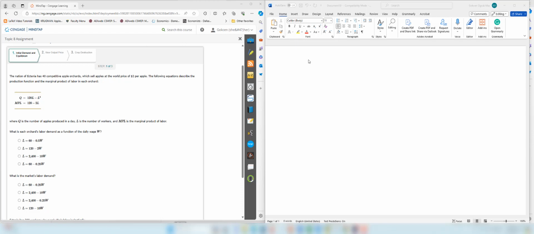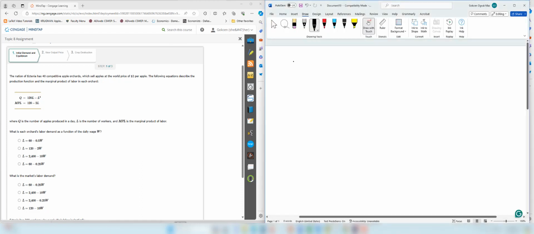So what we have learned in this chapter is that businesses decide to hire L number of laborers where wage is equal to MPL, marginal product of labor, times the price. So this is the value of marginal product of labor. This should equal the wage. So we know what MPL is, we know what the price is, so we can solve for the labor demand function.